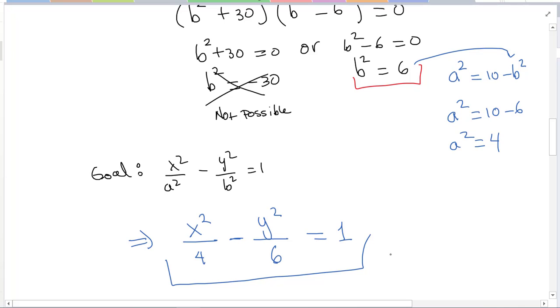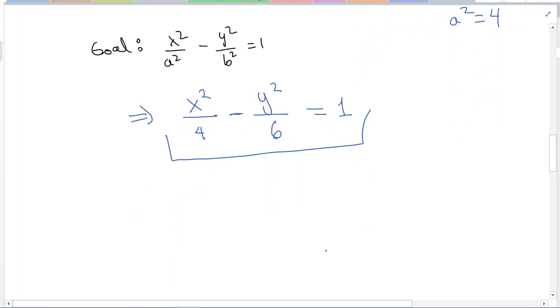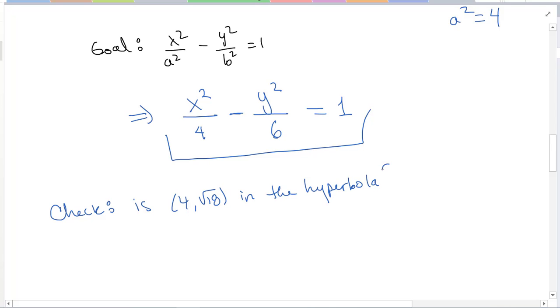And that's our equation. Now, how do you check it? We'll find the foci and see if in fact the point 4, square root of 18 is in there. Right, so check. So is 4, square root of 18 in the hyperbola? So plug it in. So I'm going to have 4 squared over 4 minus y squared. So y is the square root of 18 squared over 6. Does that equal, in fact, 1?